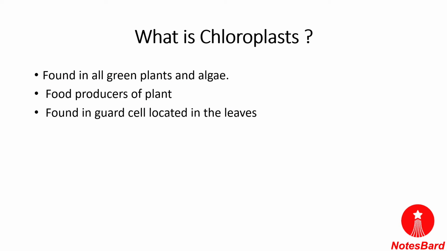Next is, what is chloroplast? Chloroplast is found in all the green plants and algae. They are not found in the animals. They are only found in the green plants and the algae. They are the food producers of the plants. They capture the sunlight energy, and then they produce oxygen and water. So these are the food producers of the plant.